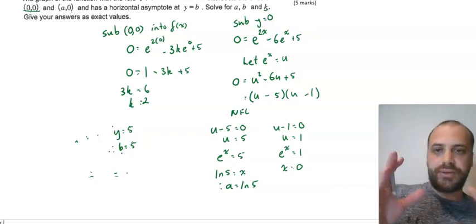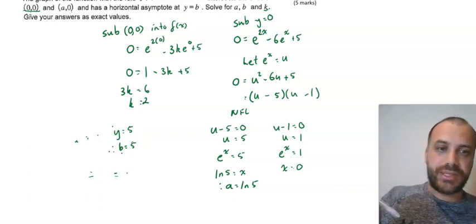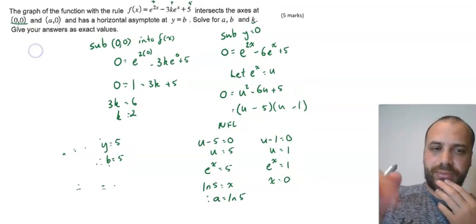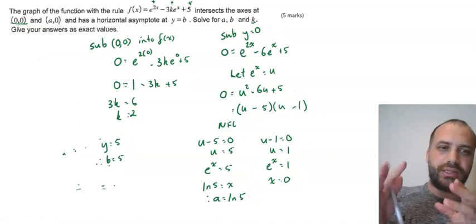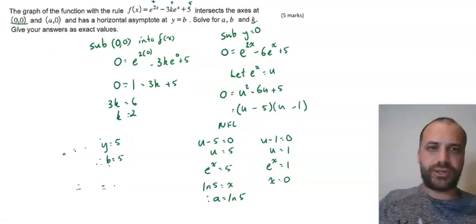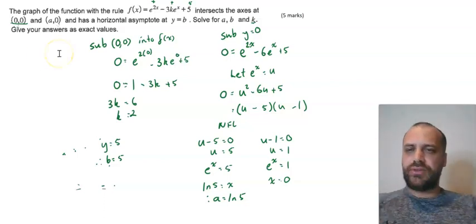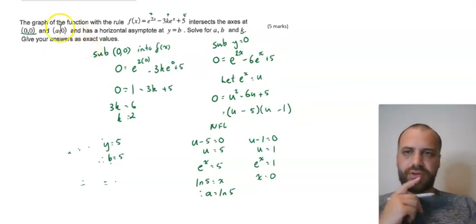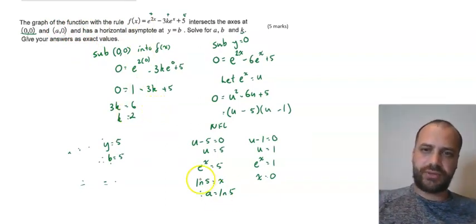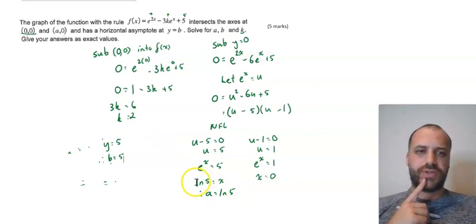Now, technically, we can do that whole thing with limits if we want to, but I'm not going to bother you with limits on this question here. I'm going to leave it there with a more intuitive approach to it, I suppose. All right, there we have the graph of the function. We figured out k equals 2, a equals ln 5, and b equals 5.